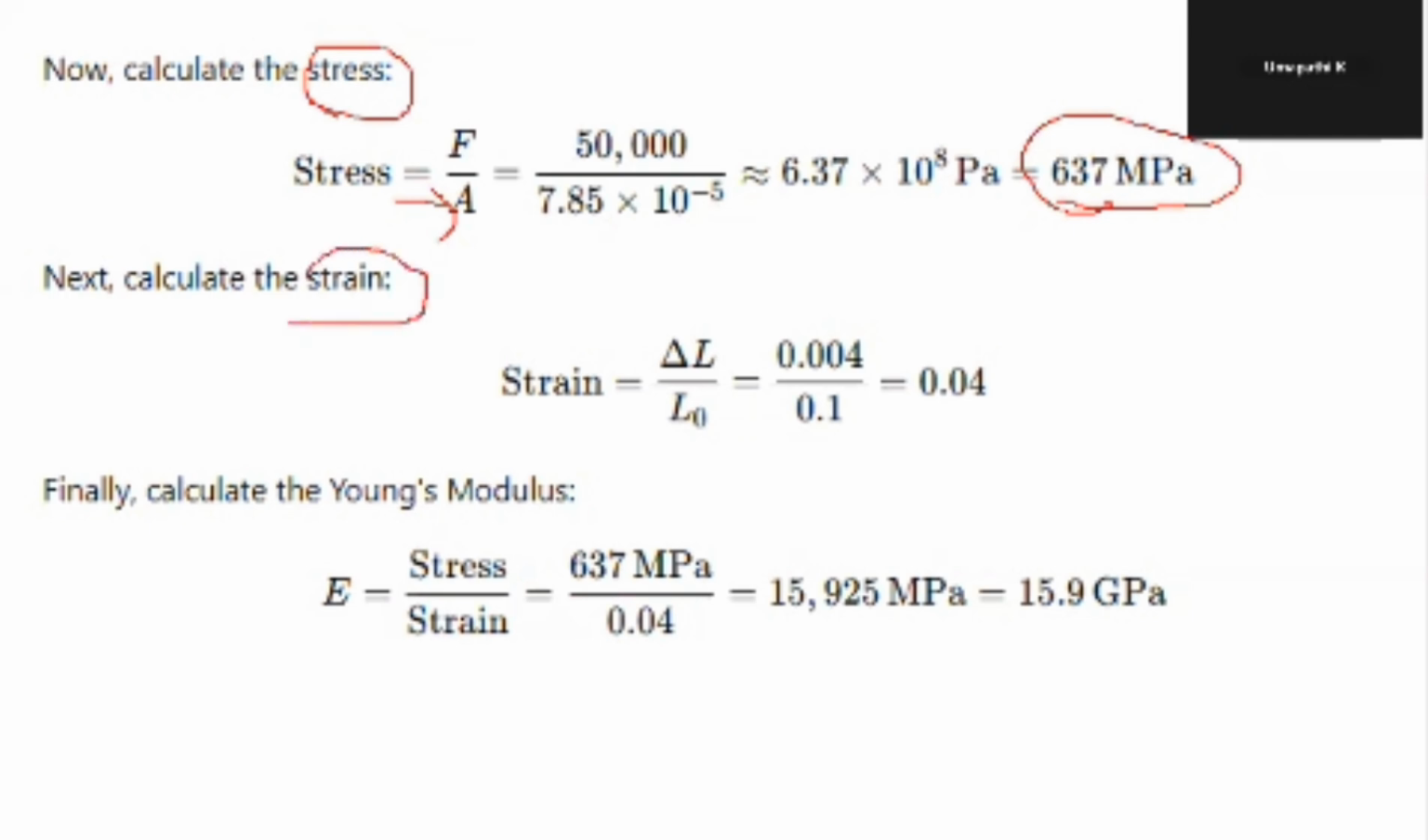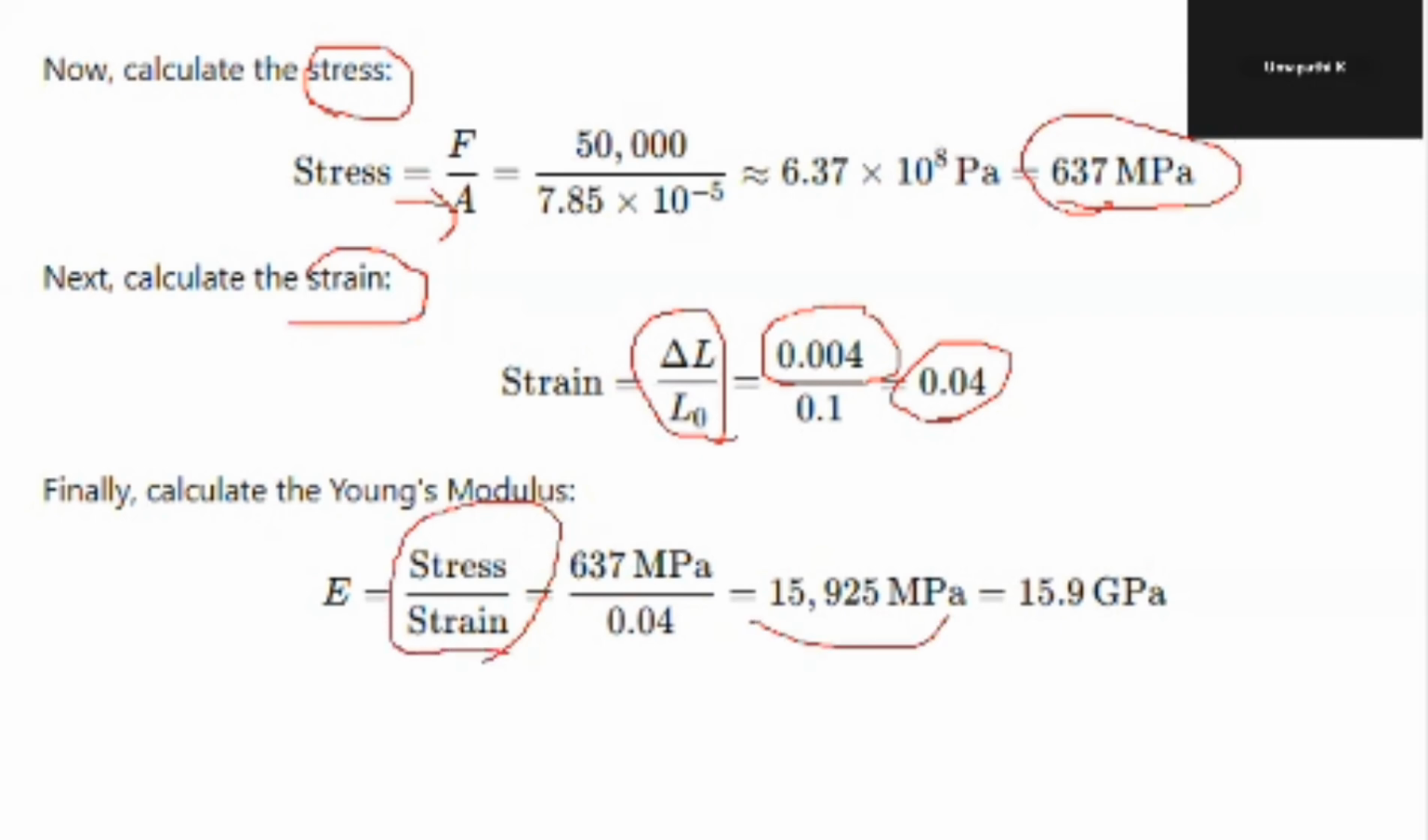Next, we have to calculate the strain. The formula to find the strain is delta L by initial length, which is change of length divided by initial length. We already have this data, so we just apply the values to find the strain. Now we have the stress and the strain, and we apply both values in the Young's modulus formula to get our final value. Here we got the value of 50.9 gigapascals. That's the final value for our novel material's Young's modulus.